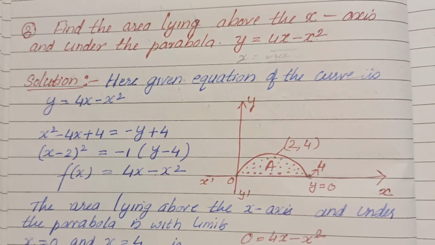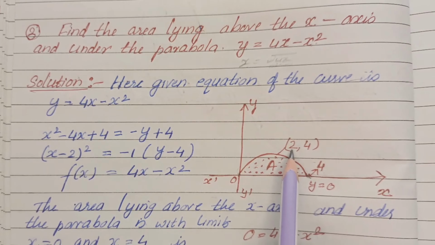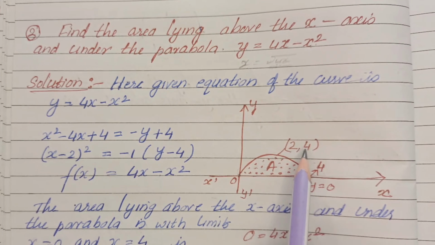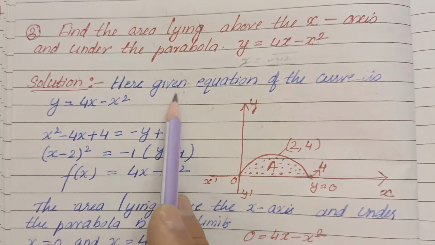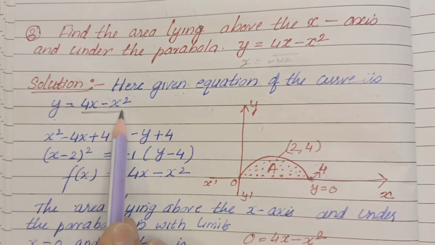So now let's check the answer. How do we get it? So here the point that it wants is 2 and 4, 2 in the y-axis and 4 in the x-axis. That's what we got. Now here the given equation of the curve is y is equal to 4x minus x square. So from the above formula we can simply put f(x) is equal to 4x minus x square.